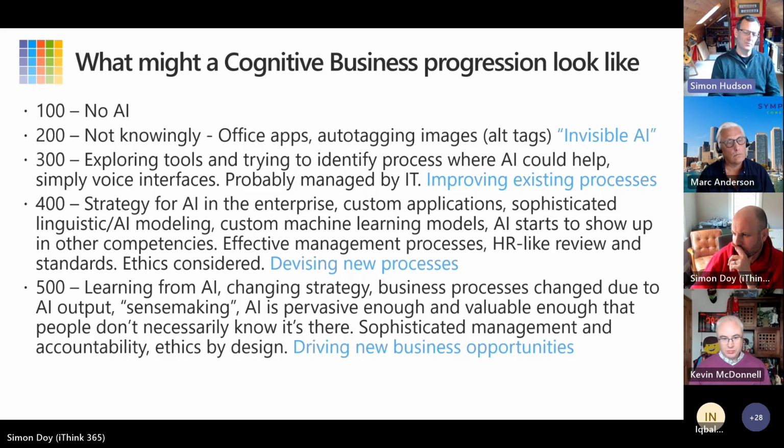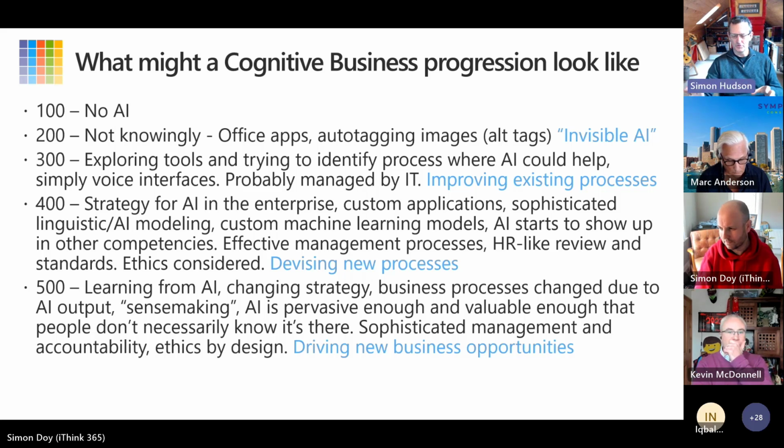By the time we get to level 300, and I'd be surprised if there are many organizations at 300 yet, given how new this technology is in the scheme of things, then at level 300, they're developing their own awareness of cognitive business. This is the business of using cognitive tools, AI and other engines, alongside their people or for their people in order to do things that they can't do very well at the moment.